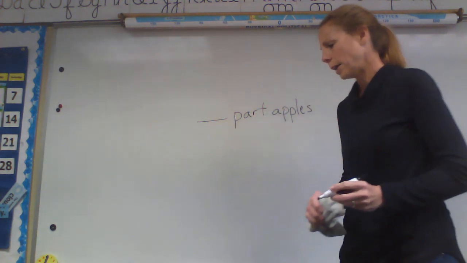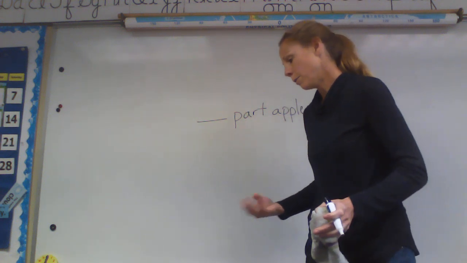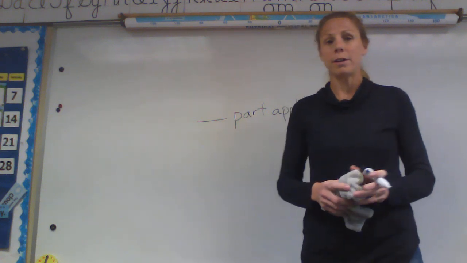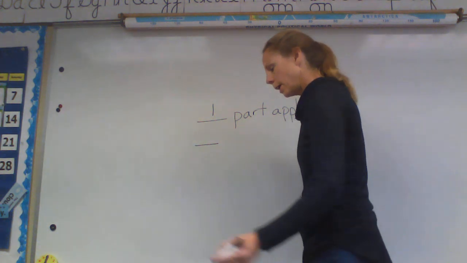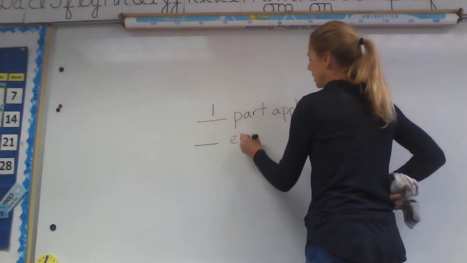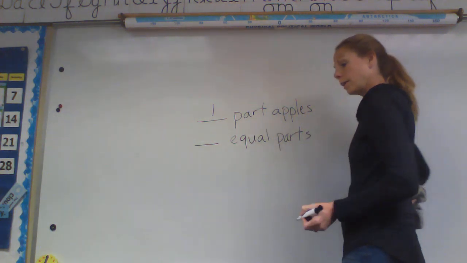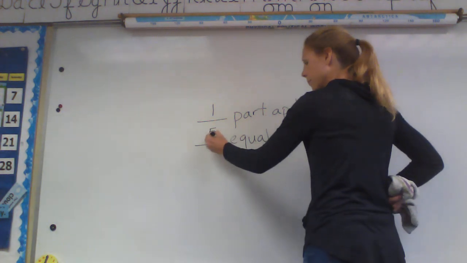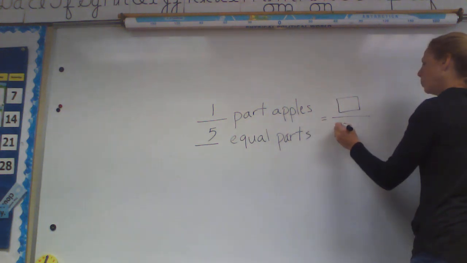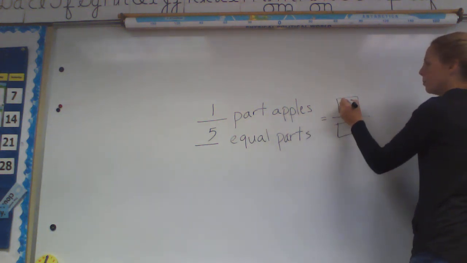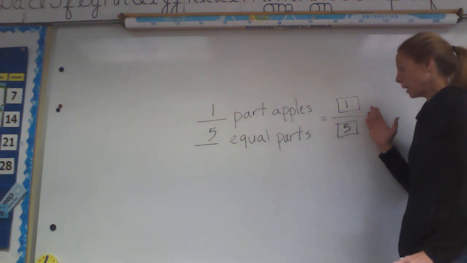So how many groups of apples do you have in that? Well, I see 4 groups of pears and 1 group of apples. So you have 1 part apples, and then this says equal parts. And there are 5 equal parts. Then it goes on to show you this, putting it into a fraction. So 1/5 is your answer there.